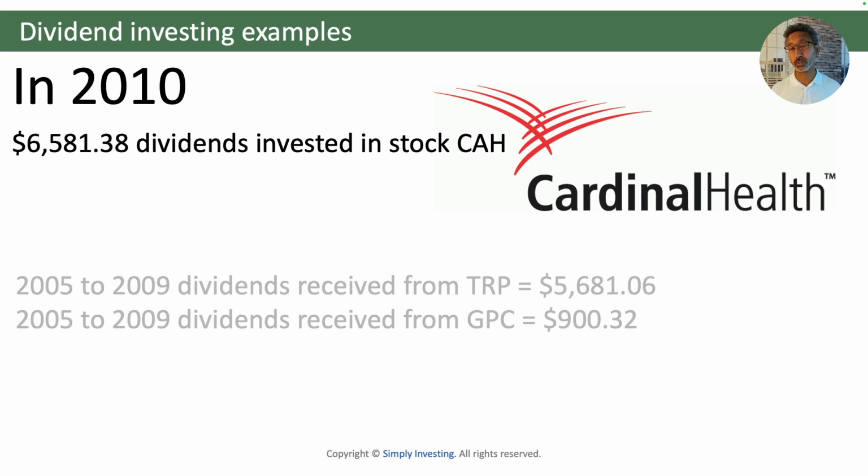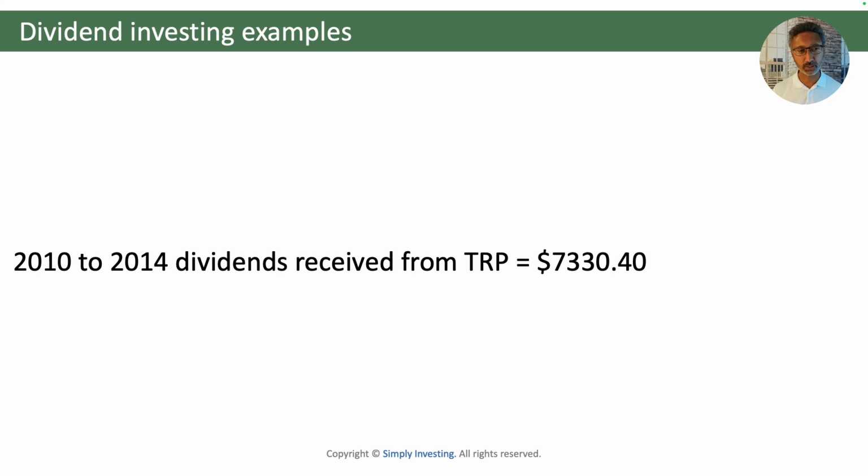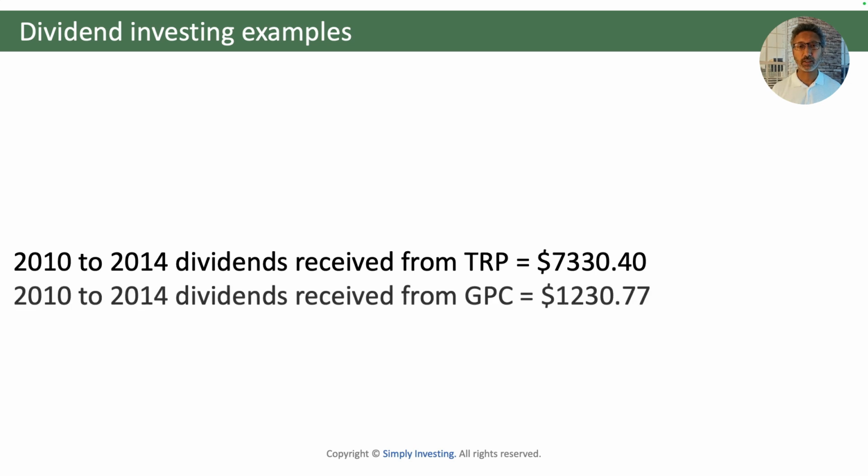So Cardinal Health, and they took all that money and invested it in there. Now we're going to fast forward another 5 years to 2015, okay? So now from 2010 to 2014, you can see over $7,300 in dividends from TC Energy. They still own GPC, and they got another $1,200 from GPC during that time period.